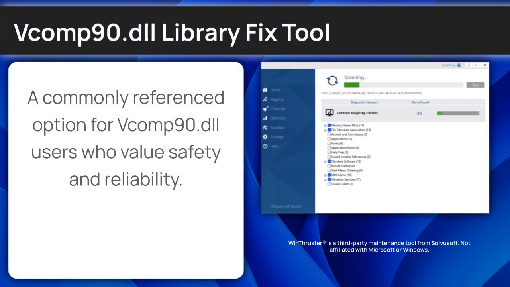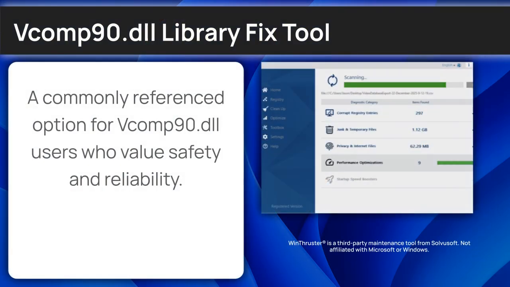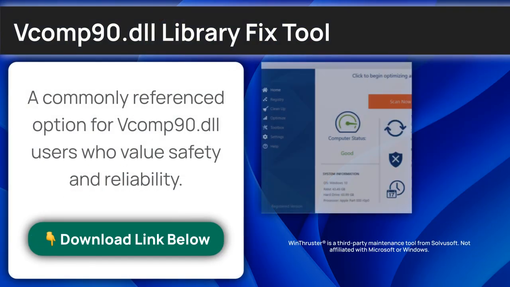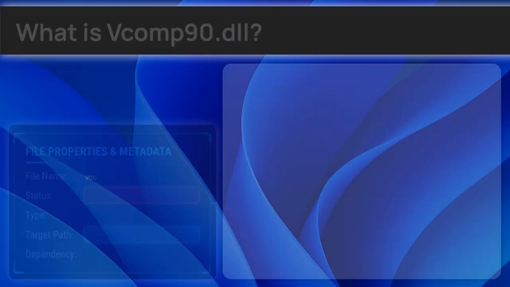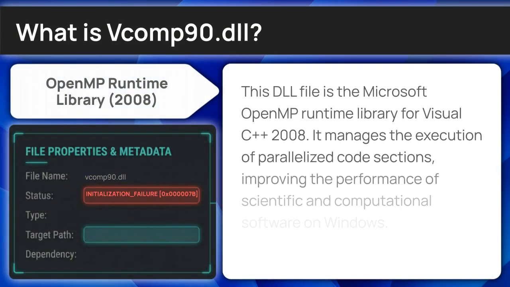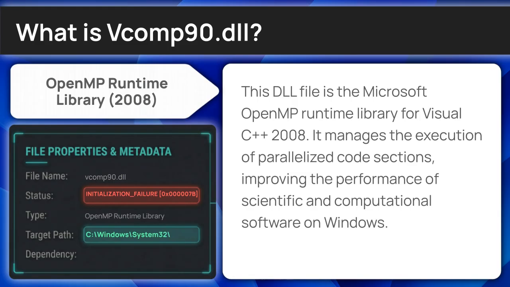As we prepare to resolve Vcomp90, consider using the diagnostic path below to ensure a stable environment for your libraries. This DLL file is the Microsoft OpenMP Runtime Library for Visual C++ 2008. It manages the execution of parallelized code sections, improving the performance of scientific and computational software on Windows.